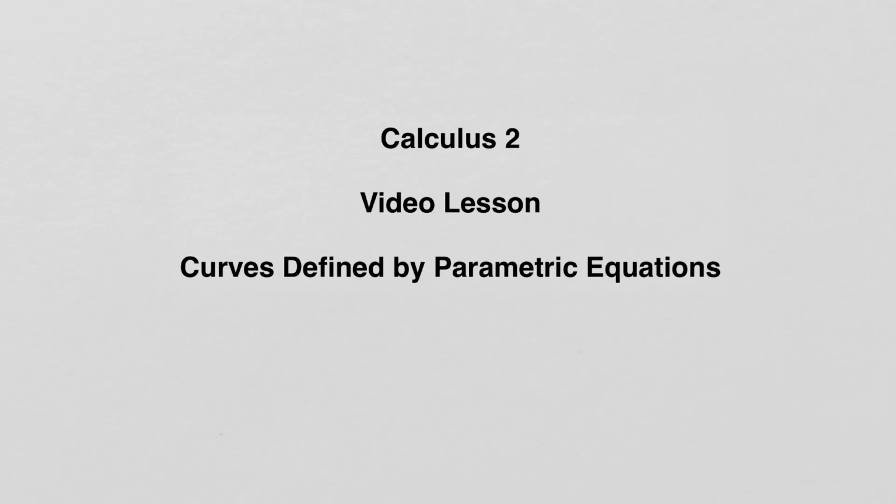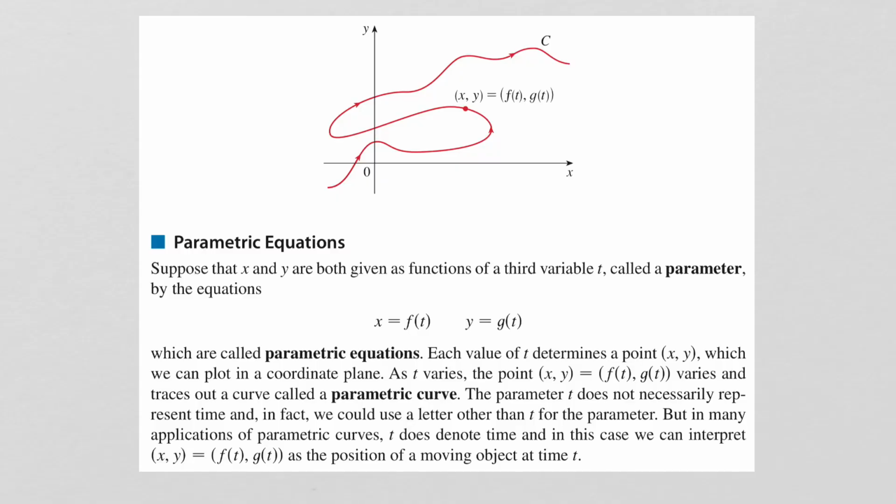Curves defined by parametric equations. Consider the following graph. Notice that due to the shape of this graph, it is not possible to list y as a function of x. And this is because if you draw a vertical line, you'll see that the vertical line intersects the graph at multiple points. This means that we cannot express y as a function of x like we normally would.